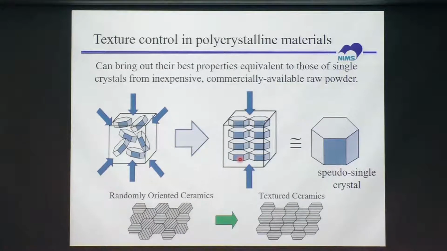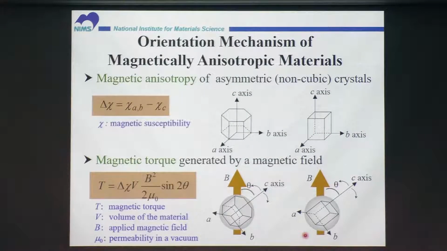But if all the crystallites are well ordered or well oriented in a bulk body, even polycrystalline ceramics may show quite excellent properties, which is equivalent to a pseudo single crystal. So texturing of polycrystalline ceramics is very important to improve many of their properties. For making that kind of crystalline structure, we are using a strong magnetic field.